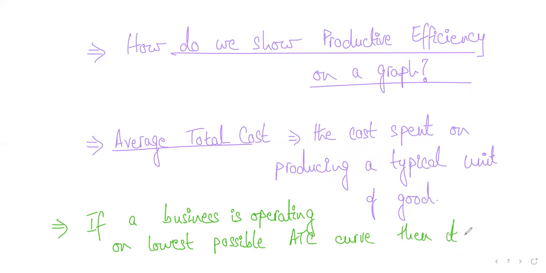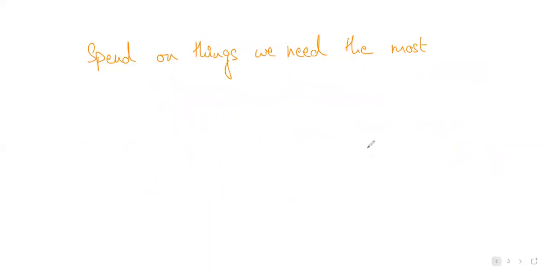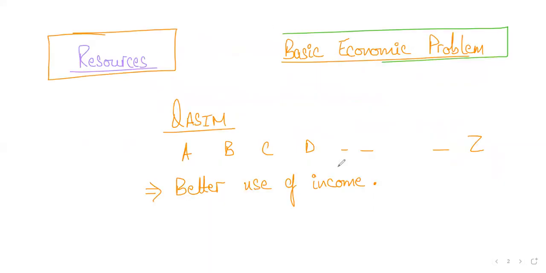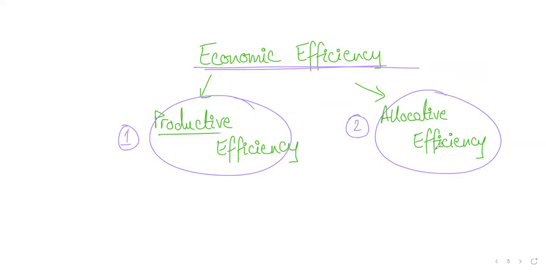Okay, now let's quickly recap it. Productively efficient, right? I'm not writing the full form. So in today's class, we started off with this first topic of economics, which is efficiency. And I said that efficiency means making the best possible use of resources. Why do we need to make the best possible use of resources? We need to because there's a basic economic problem. Resources are always limited and wants are always unlimited, right? Now, that is exactly what economic efficiency says. Economic efficiency says to make the best possible use of resources. And economic efficiency has two components, productive efficiency and allocative efficiency.